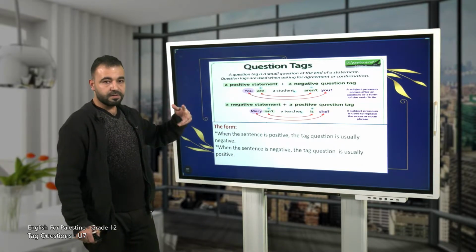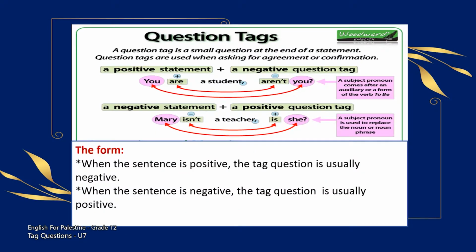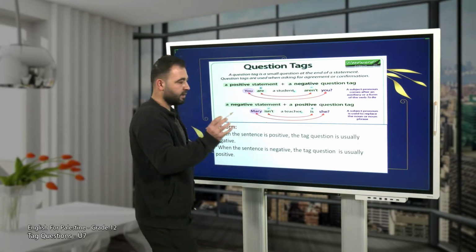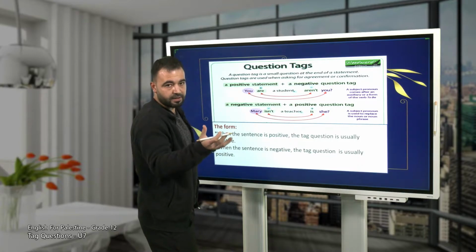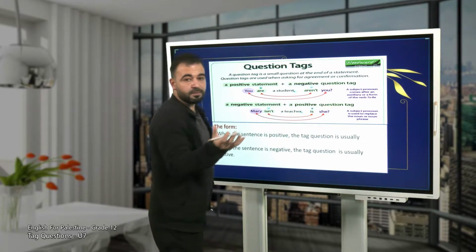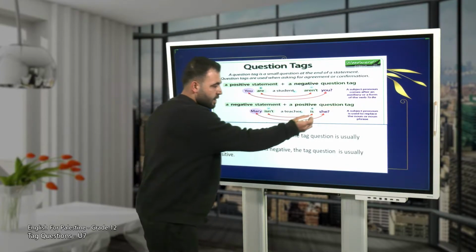Let's see the second case of tag questions. When the statement is negative, the tag question must be positive. A negative statement, a positive question tag. Pay attention now. Mary isn't a teacher, is she? Isn't, negative here. Is, the tag here is positive. Mary, the subject pronoun of Mary is she.